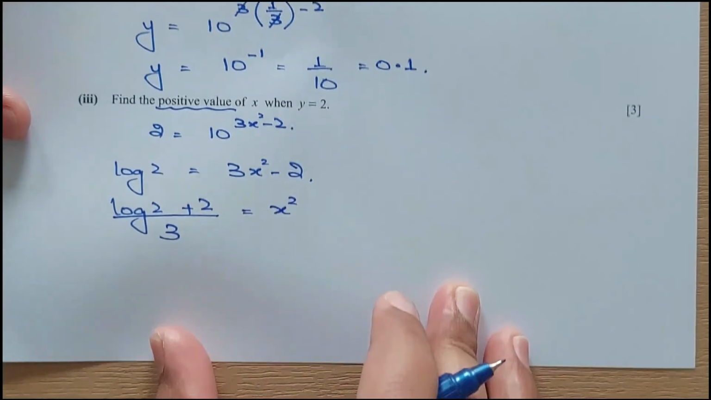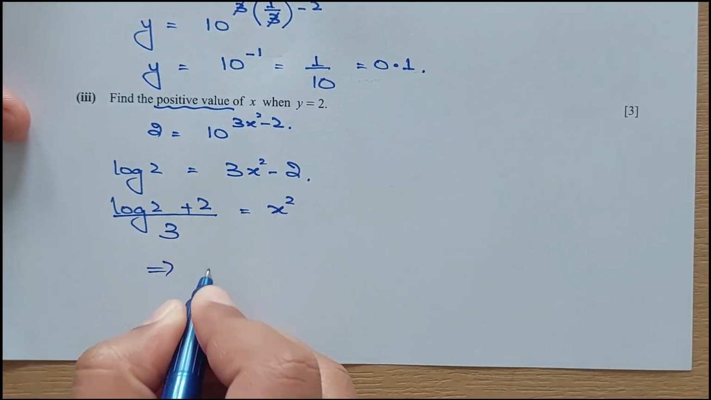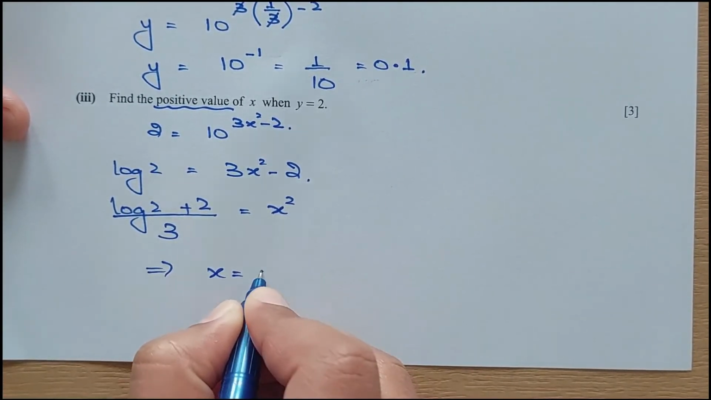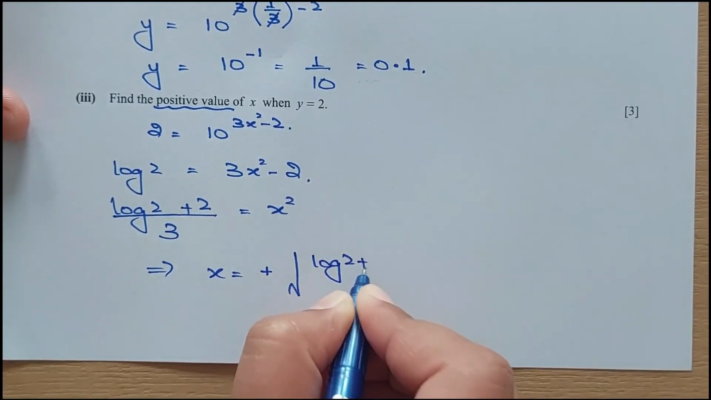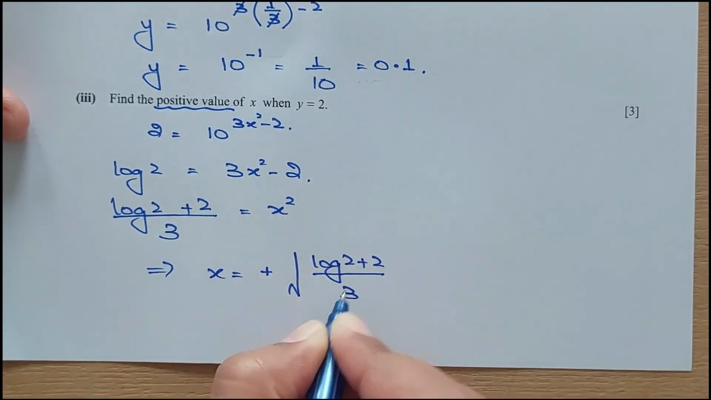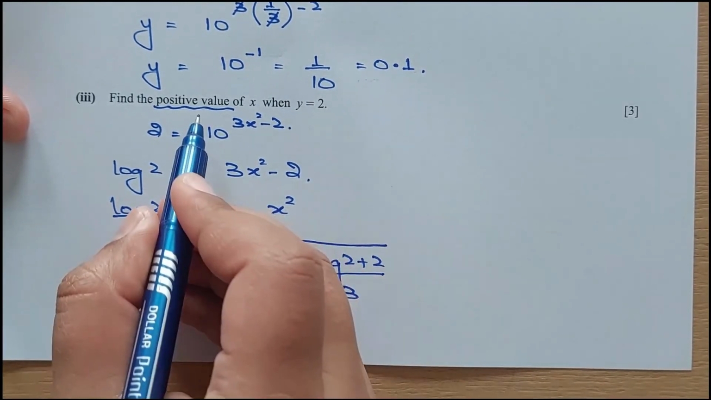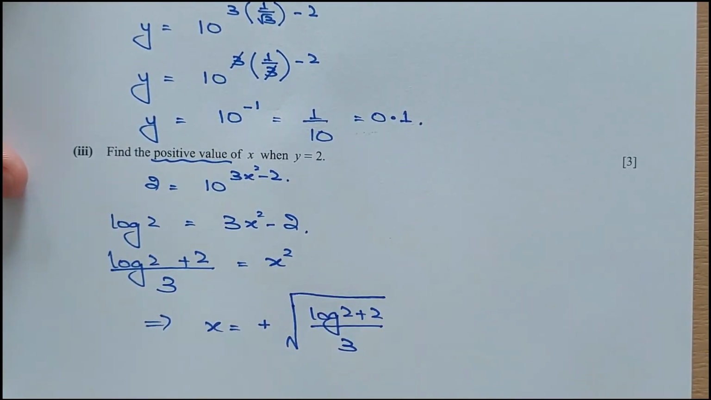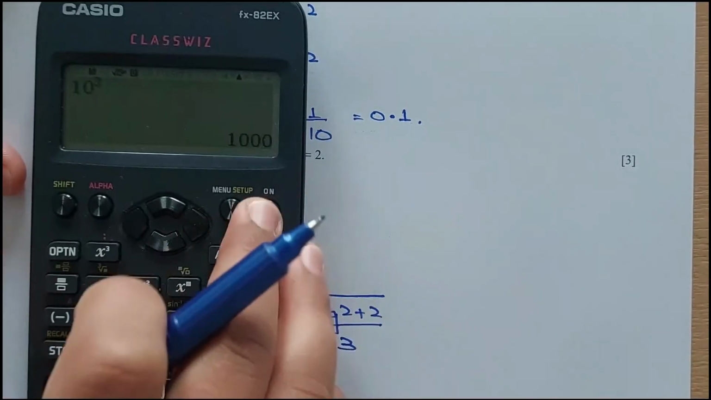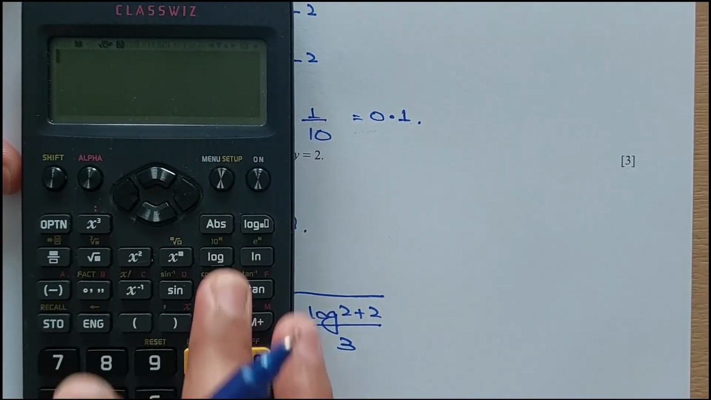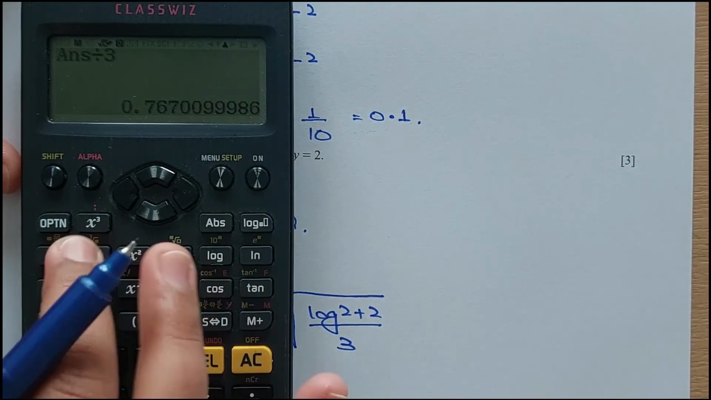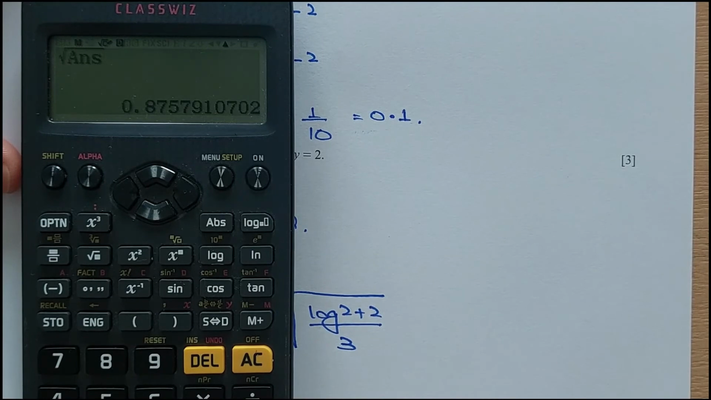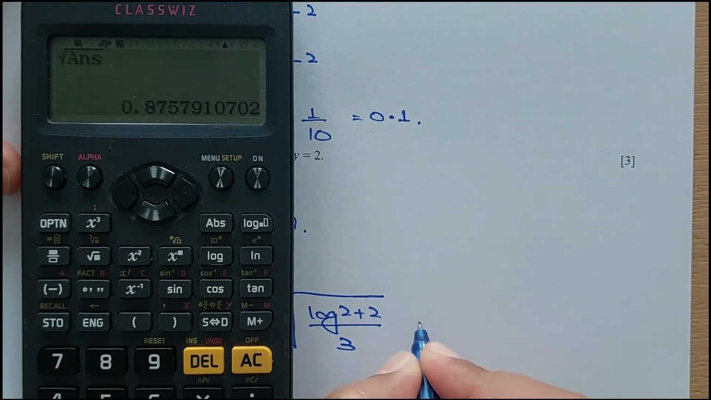And to get the value for x, we can say here x is equal to plus or minus the square root. So we are just dealing with the plus, square root of (log 2 plus 2) divided by 3, the positive one, because the question says we only need the positive value of x, not the negative one. So let me simplify. What is (log 2 plus 2) divided by 3? Log 2 plus 2 divided by 3 and the square root of the answer, that is 0.876.